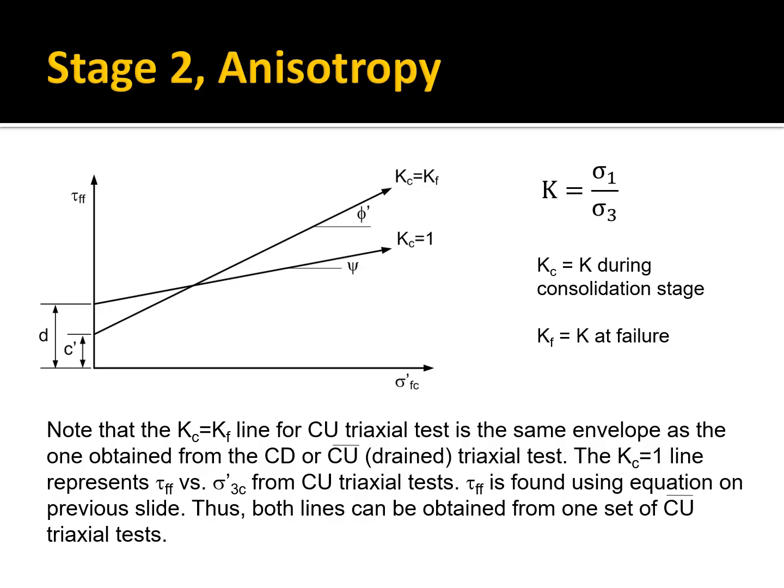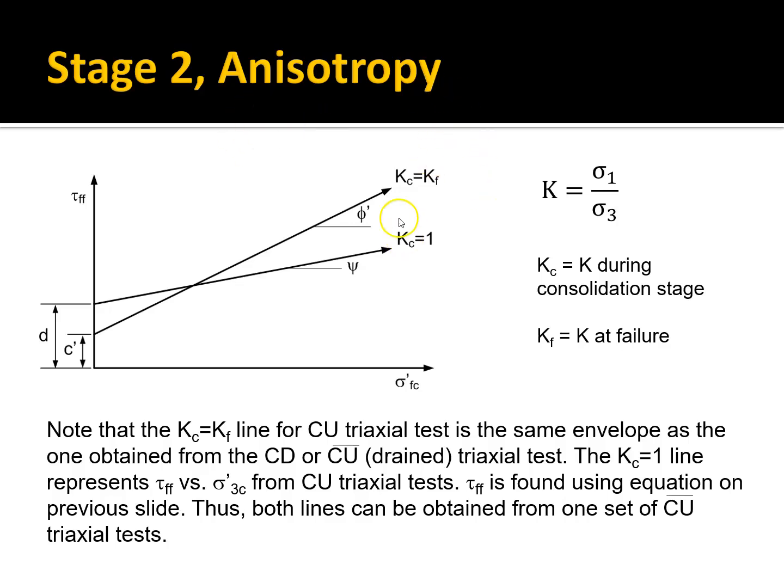And in a couple slides, I'll show you how we can calculate where we are in here, depending on what this ratio is during the consolidation stage. Now, how do you go about getting this? It's actually not hard to get. The KC equals KF line for a CU triaxial envelope is the same as the one obtained from a CD or CU bar triaxial drained test.